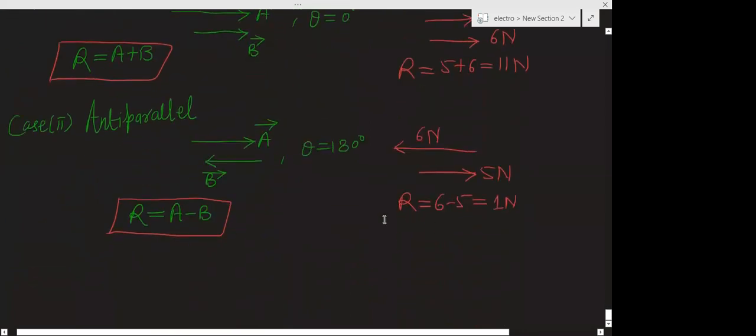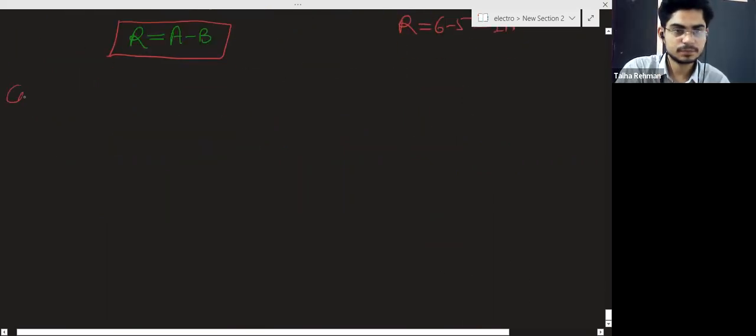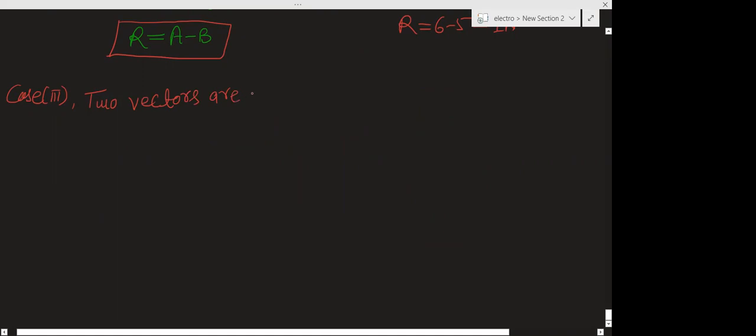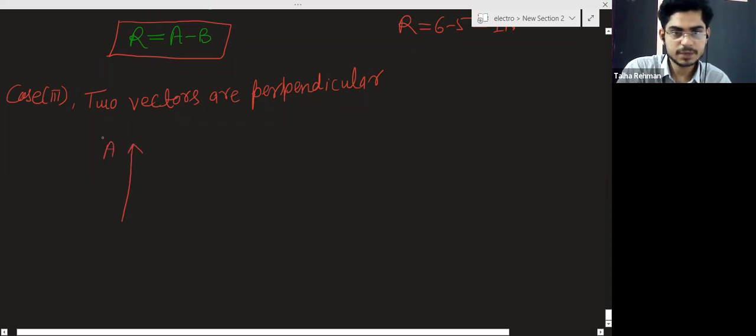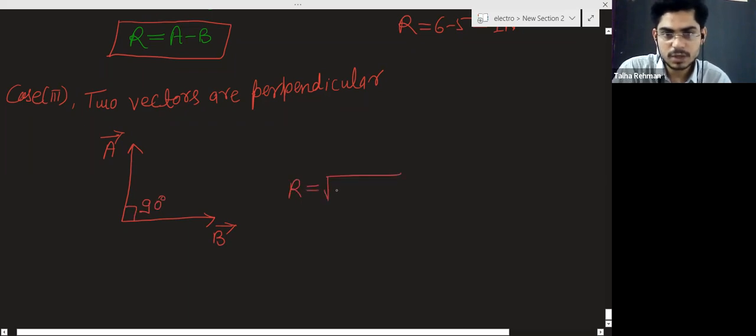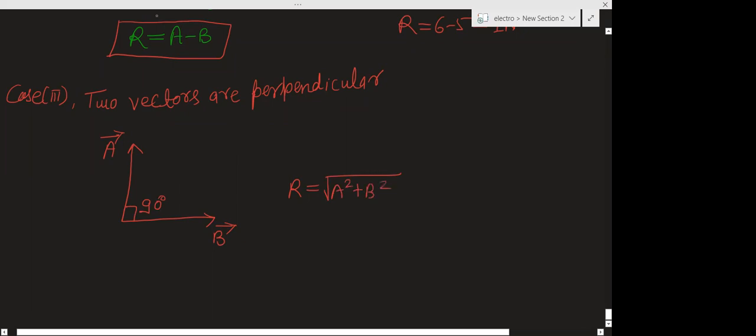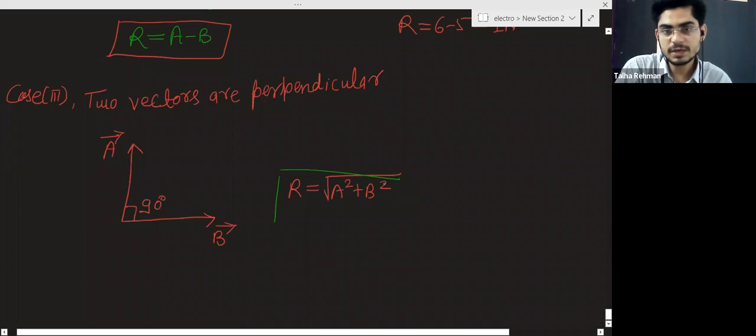So I wrote this. And in case two vectors are perpendicular, 90 degree. Yeah. So the angle is going to be 90 degree. Okay. Suppose here is a vector A, and here is another vector B, and they are at 90 degrees with each other, then the resultant will be the square root of this. You can get this from the formula also.